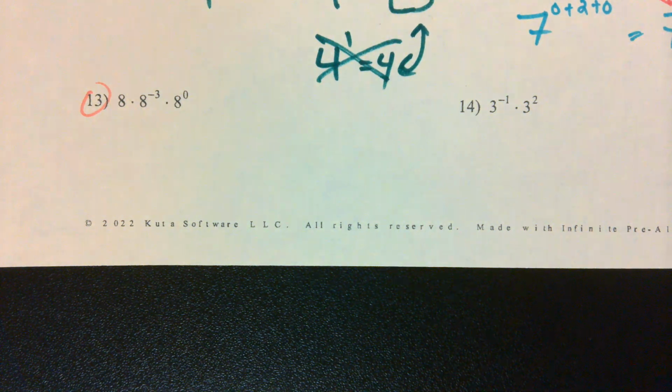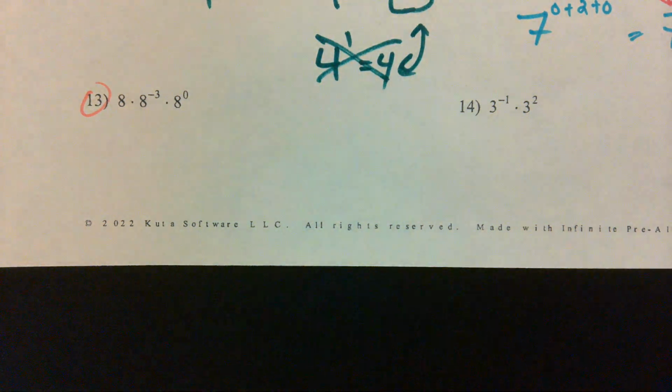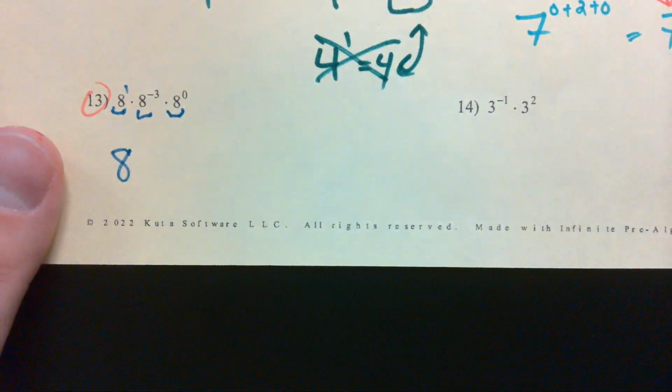This one's got a little bit of everything. We've got an invisible something, we got a negative, we got a 0. What should my exponent on this first base of 8 be? 1. We'll throw a 1 on there. My like base is 8, so we'll write 1 large 8. And add those exponents up.